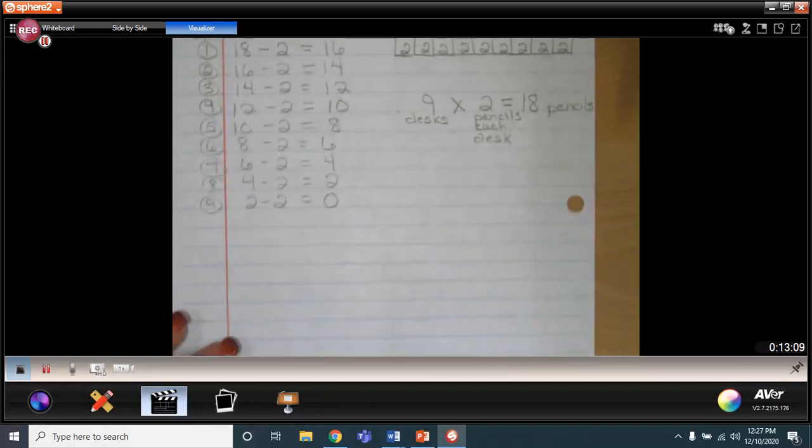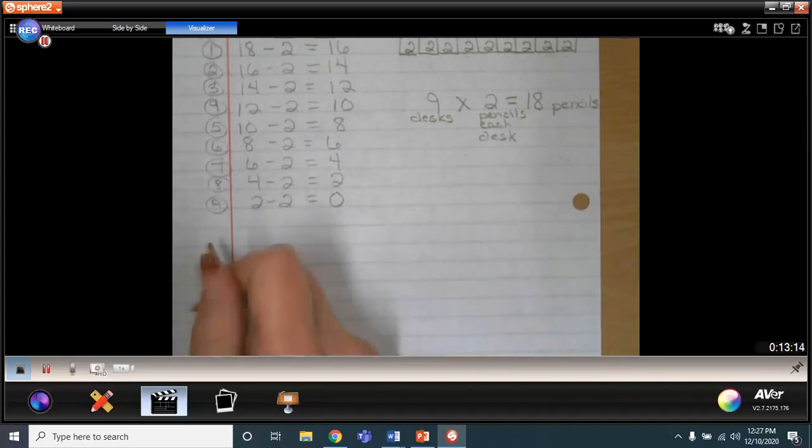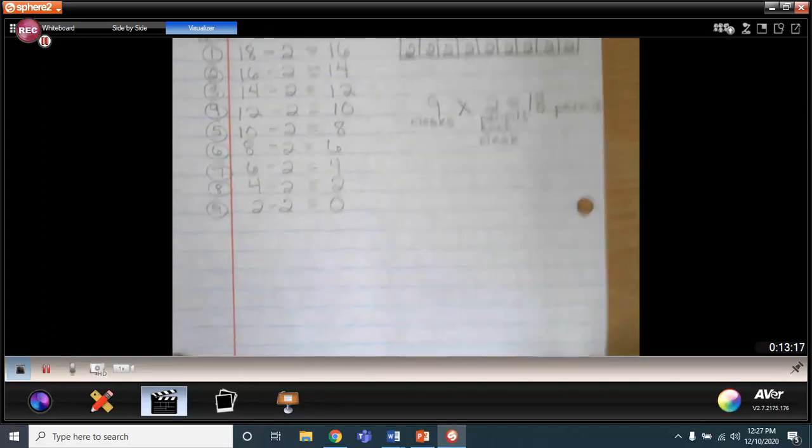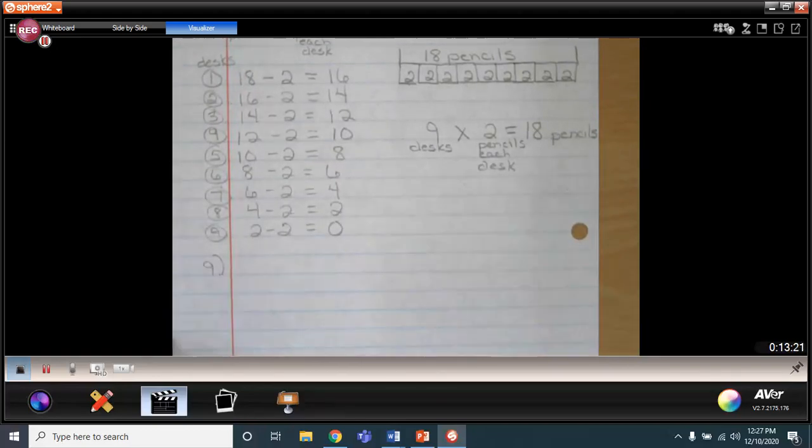Okay, let's go on to number 10. Number 9. My apologies. I got a little ahead of myself. Number 9 says Raymond has 16 model planes that he wants to display. Display means he wants to show them where everybody can see them. Will he need more shelves if he puts 8 on a shelf or 4 on a shelf?